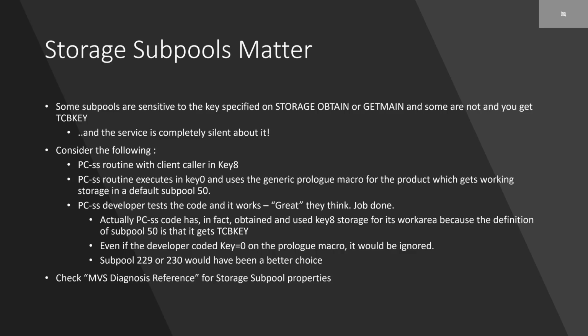Okay. So again, there are other subpools that you can specify that would have been a better choice. They do use the key specification on STORAGE OBTAIN and GETMAIN, and they don't use the TCB key. So as I said, what we use for this specific example is something like subpool 229 or 230, and it's all documented in the MVS Diagnosis.